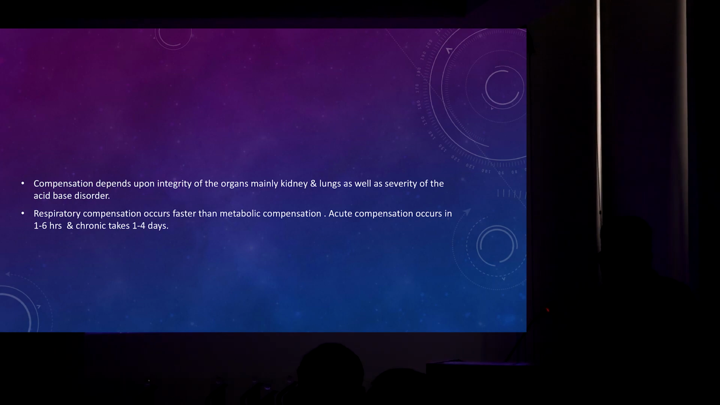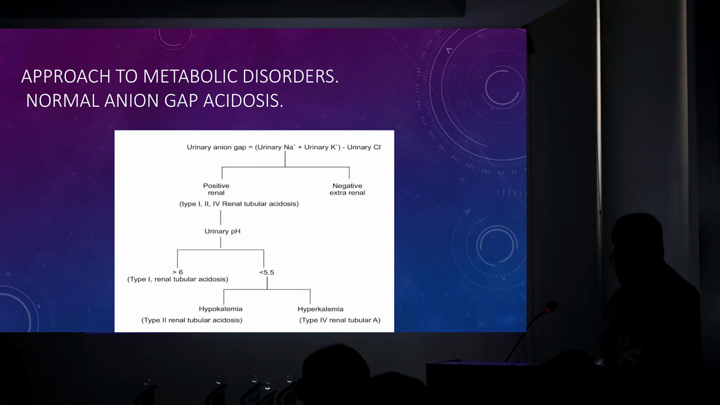But this compensation depends upon the integrity of the organs, mainly kidney and lungs, as well as the severity of the acid-base disorder. And respiratory compensation occurs faster than metabolic compensation. Acute compensation occurs in 1 to 6 hours, and chronic takes 1 to 4 days.